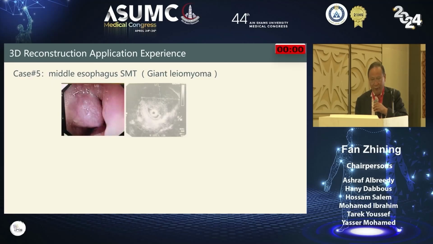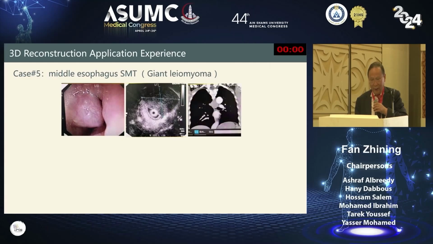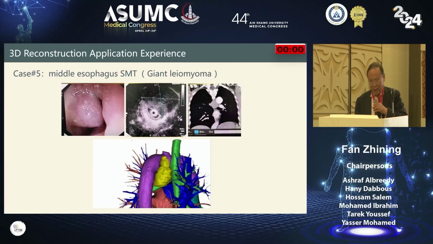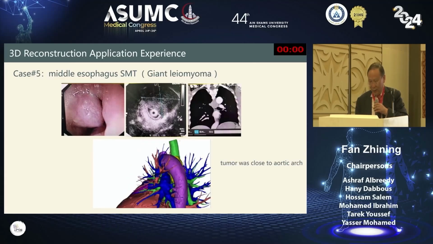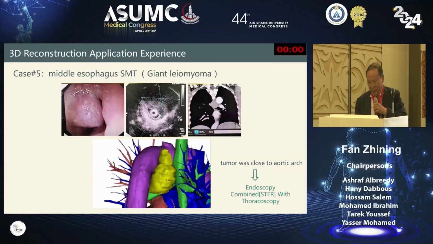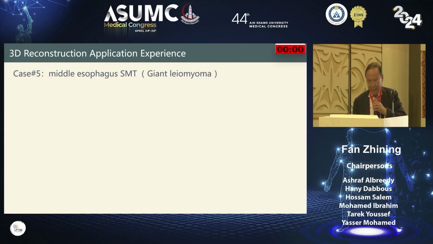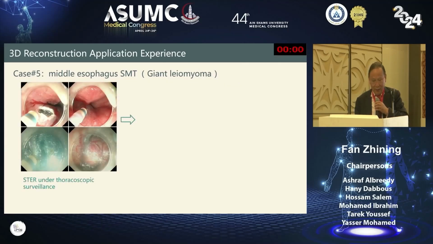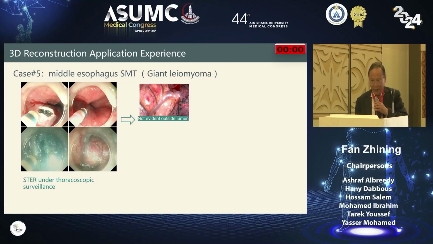Case 5, middle esophagus SMT. This tumor is nearby the artery. Endoscopy combined with the thoracoscope. This is the tunnel, open tunnel. Thoracoscope, no overview of the tumor.